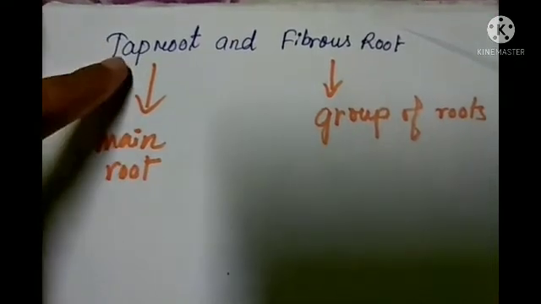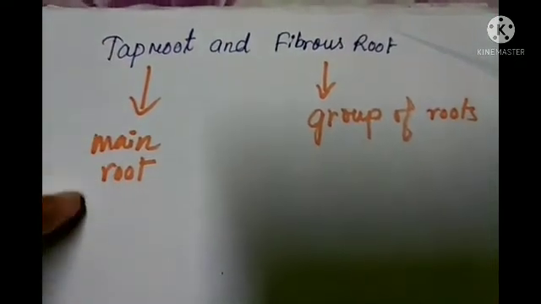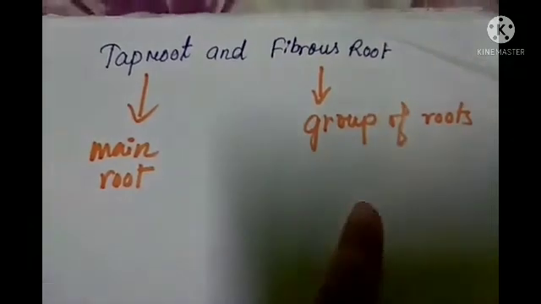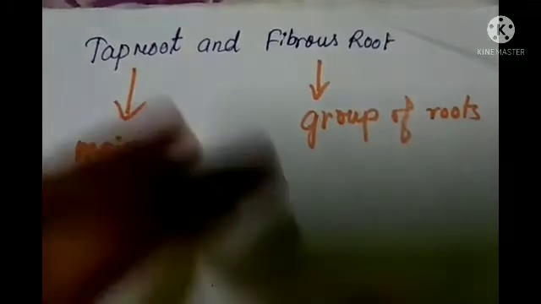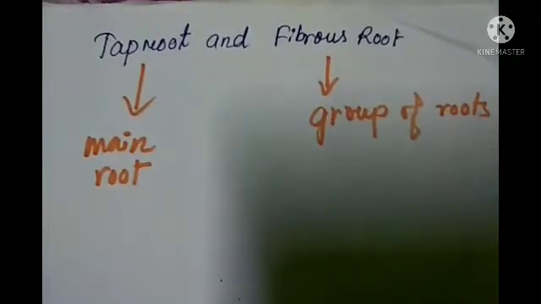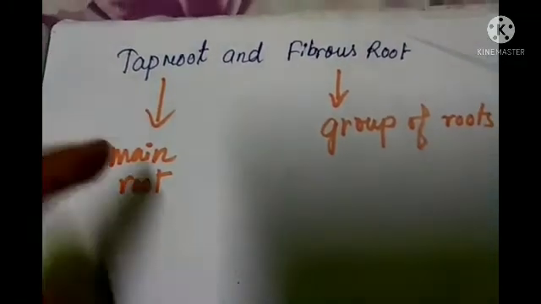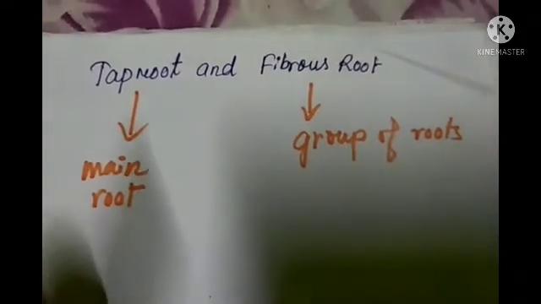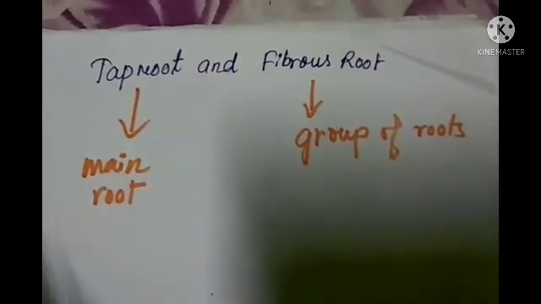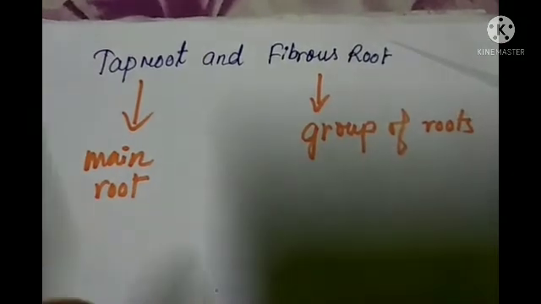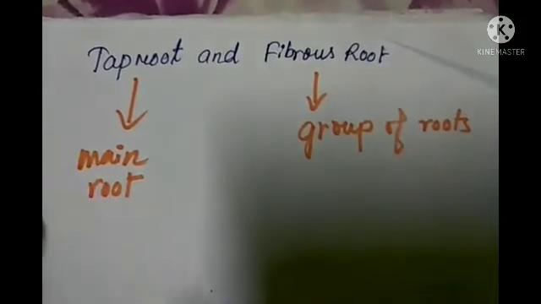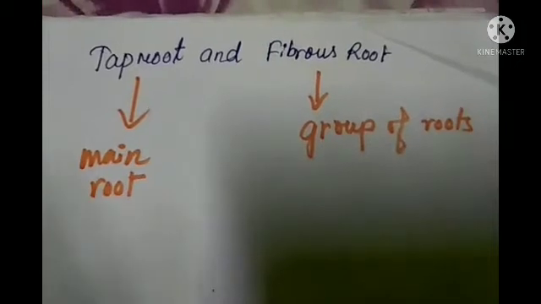So mainly, what is taproot? Taproot is the main root, and fibrous root means a group of roots of nearly equal size that spread out from the stem itself. I'm going to show you a real-life activity using plants, so that you can see how they really look.